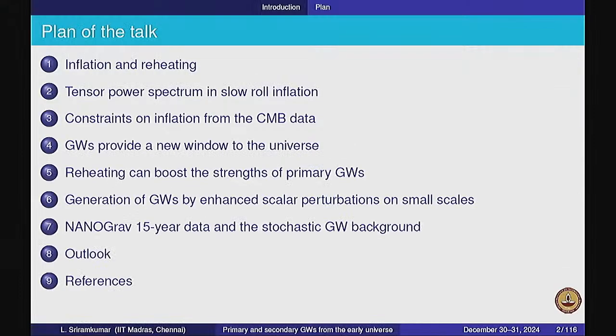So we talked about the primary gravitational waves yesterday. I introduced you to inflation and reheating. Both inflation and reheating will play a role in our discussion today as well. And we talked about the primary tensor power spectrum in slow roll inflation. These are the gravitational waves generated from the quantum vacuum. And we talked about constraints on the inflation from the CMB data.